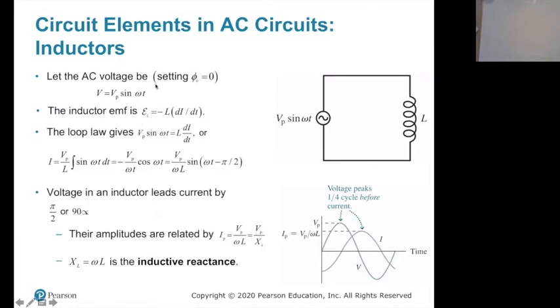So here's all the math. The induced EMF, we know, is negative L di/dt. That gives us this differential equation here. And we want to solve that for I. We get this formula. Notice instead of a plus pi over 2, we get a minus pi over 2 here. So again, my current and voltage are out of phase, but now the voltage leads the current. I reach maximum voltage 1/4 of a cycle before I reach maximum current.